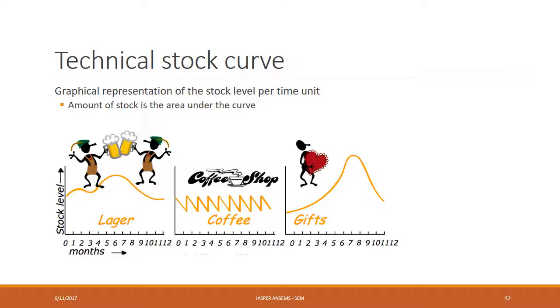So there is a technical stock curve. This is a graphical representation of the stock level per time unit, as you can see in the 3D graph. So for instance, there will be more gifts bought during September, October and November, for instance for Christmas.